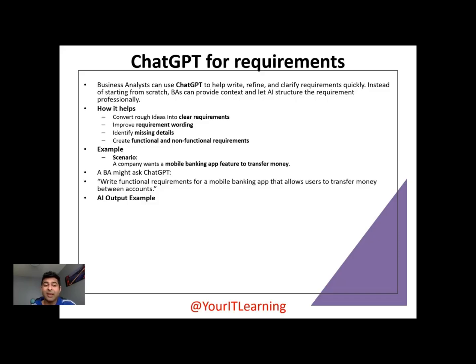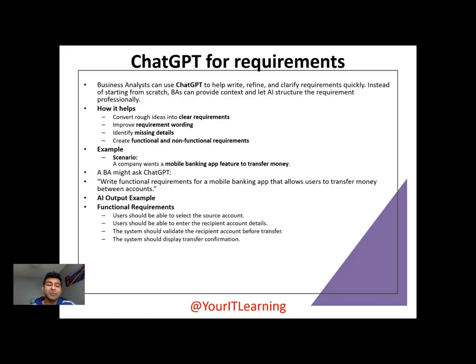AI always says, I will provide the best result, but it always says as well, it might have some issues or problems. So always read what ChatGPT or any AI tool is giving you as output. So the functional requirements will be: user should be able to select the source account. User should be able to enter the recipient account details, so where the money is to be transferred. The system should validate the recipient account before transfer.